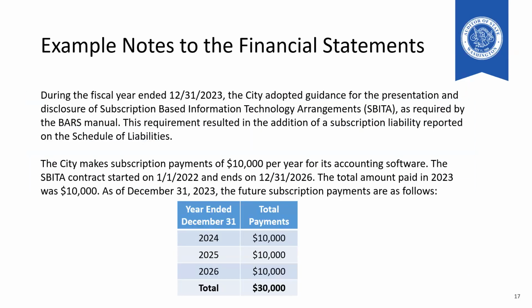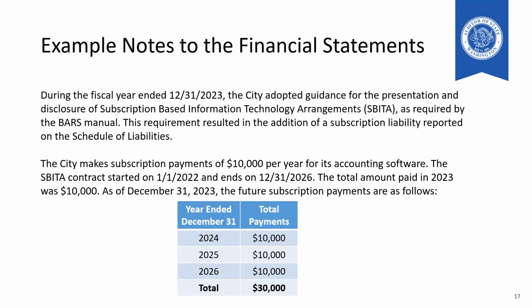So here's an example of what the notes to the financial statements might look like. In the year of implementation, so in 2023, you should have this first paragraph that says you adopted the new accounting guidance for SBITAs. And this paragraph will only show up in 2023. In your 2024 and future financial statement notes, that paragraph would be removed.